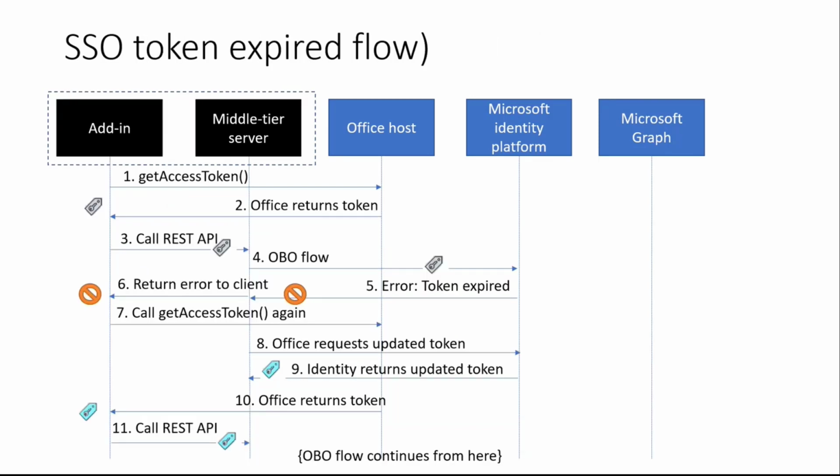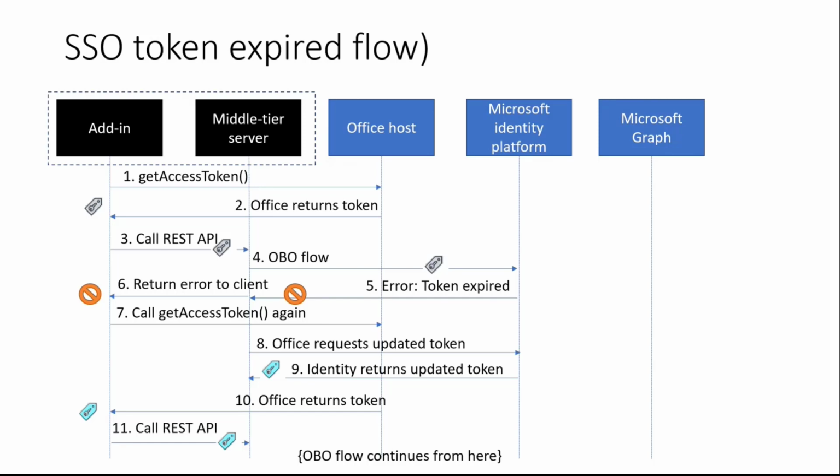And then one more scenario that is handled in the sample is if your token expired. This could happen if you get your access token from the Office host and it returns the token, but the token was really close to expiring. This doesn't happen very often, but it can. So you call the REST API, you pass that token to the middle tier server, and it goes to do the OBO flow. At this point the token has expired, and the Identity Platform is not going to allow that, so you get an error back. The way we handle this flow is we have the middle tier server return that error back to the client so that the client can say, oh, I need a new token.